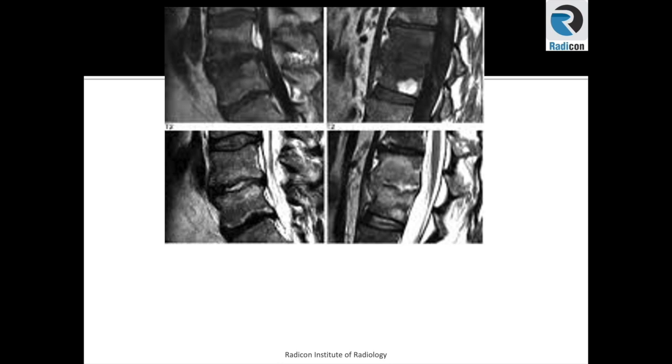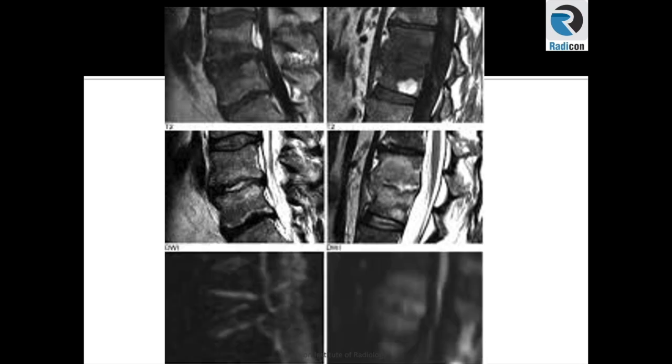For these sequences, there has been a paper which described diffusion weighted image sequence application to differentiate between these two. On the left side image, you can see a fine line of edema differentiating between the abnormal signal and the normal signal of the marrow in the vertebral bodies. While on the right side, you can see diffusely abnormal signal affecting both vertebral bodies.